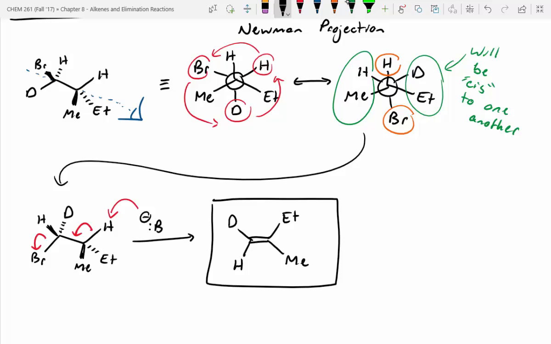All right, so quick question too. Is this isomer the E isomer or the Z isomer? See if you can figure it out and check with your neighbor.